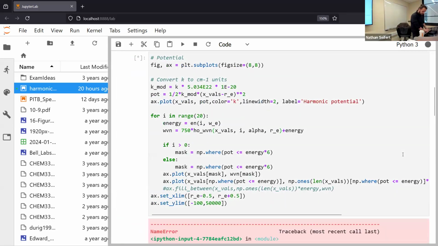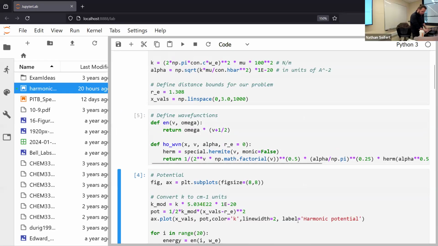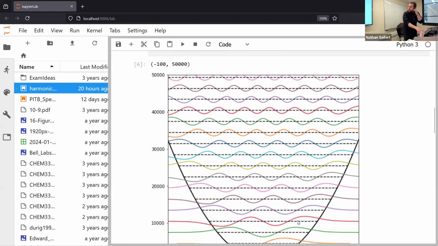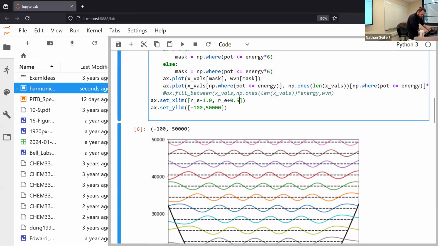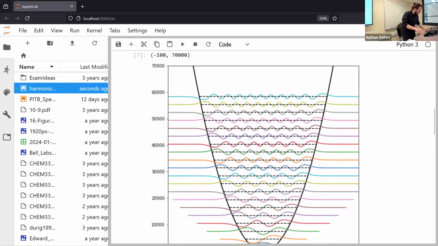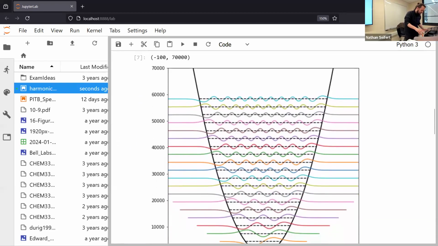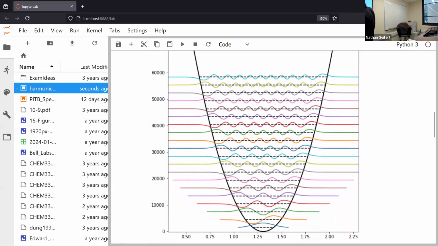Let me turn off the squared. So here I've plotted my potential energy. That's this quadratic here. It's kind of cut off. I can zoom out a bit so we can see a little bit more. Okay, so this is like the first 20 levels of the harmonic oscillator. All right, so we've got our potential here, 1/2 kx squared, and each one of these dashed lines are our allowed energies. Okay, so this is v equals 0, v equals 1, v equals 2, 3, 4, 5, and so on.